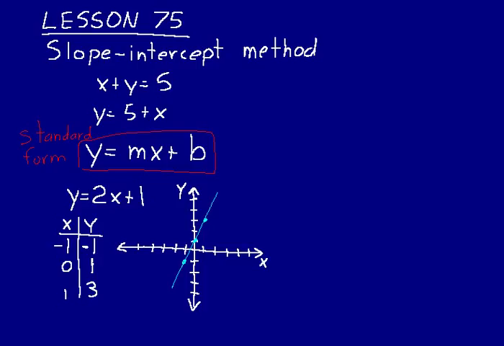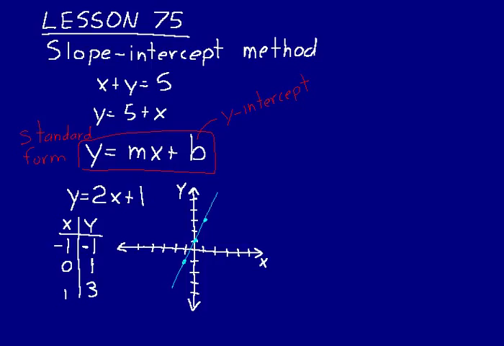Now, notice some important things about this line. Notice where it intersects the y-axis. It intersects the y-axis when y is equal to 1. And that's the same thing as the constant in that equation, y equals 2x plus 1. So in our standard form, b, that's considered the y-intercept. That's what it's called. That value, as long as you have the equation of a line in standard form, that constant term will always tell you where the line crosses the y-axis.